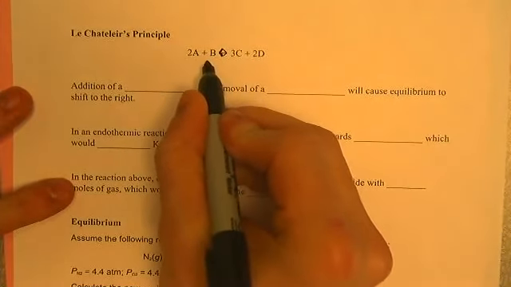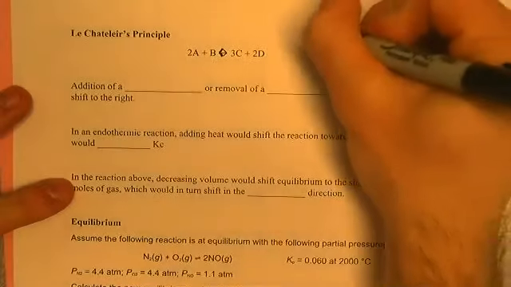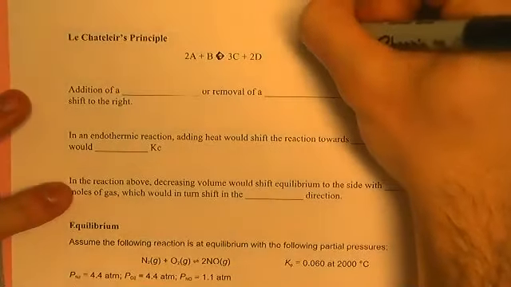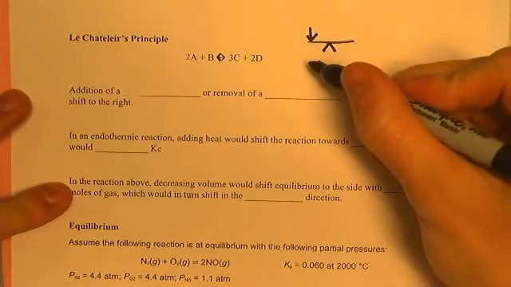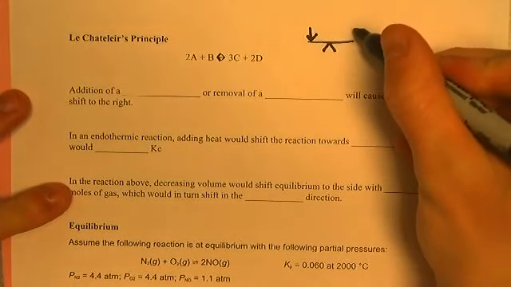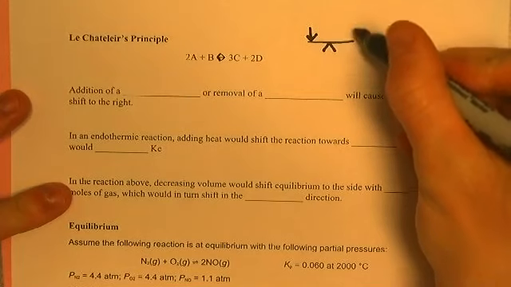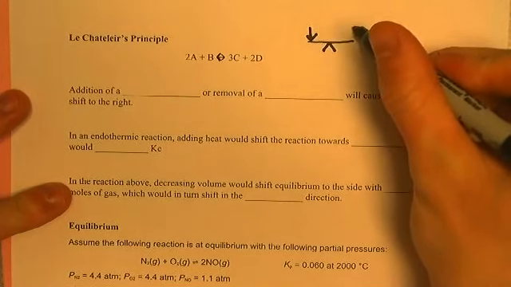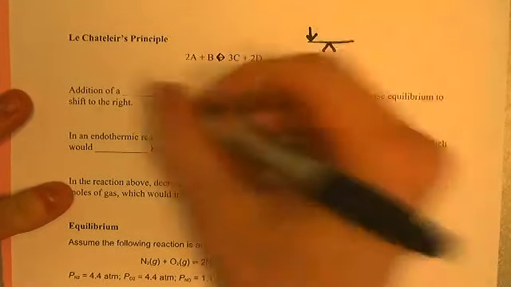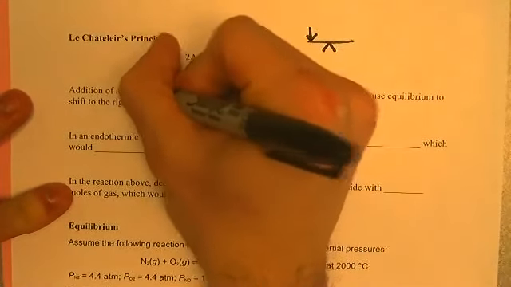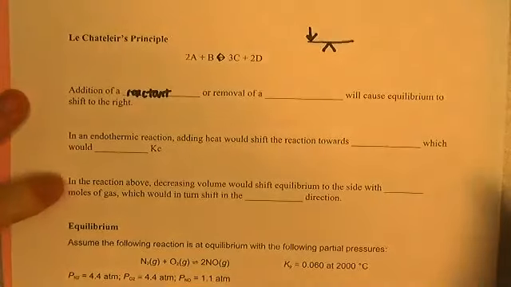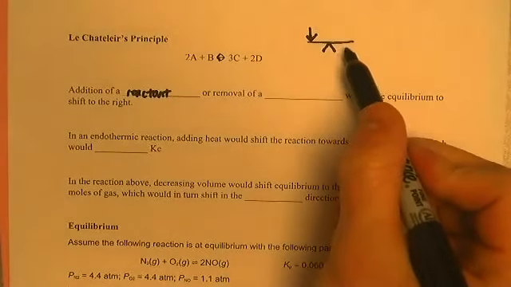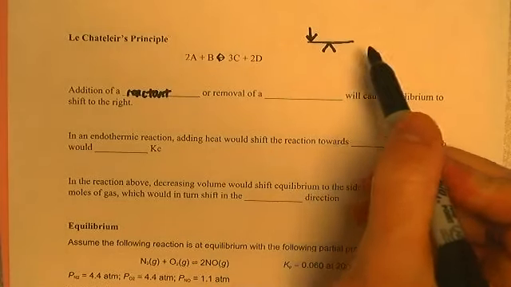It'd be this side. If I add more to this side, so I have a seesaw, this side goes down. So now this side is sticking up. I have to add more to this side to balance it out, because this side's lighter. So if I add a reactant, it will cause equilibrium to shift to the right, correct? Because we need to add more product to balance this seesaw out.